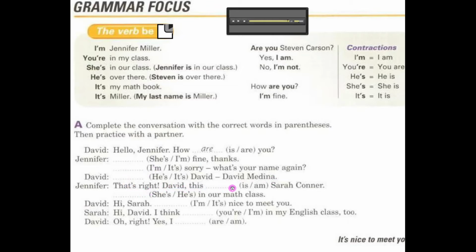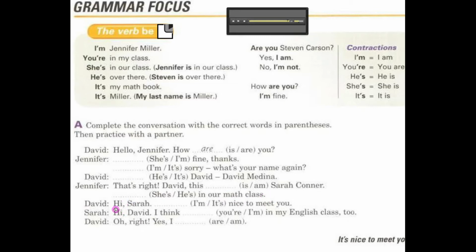"That's right, David. This is..." Okay, remember, this Sarah Connor is a she, a girl. "This is Sarah Connor." Because the subject is a girl, the to be is is. Sarah Connor is Jennifer's friend, and Sarah Connor is a girl. "She's in our math class," or "he's in our math class." Which one is correct? Yes, because Sarah is a girl, the answer is "She's in our math class."